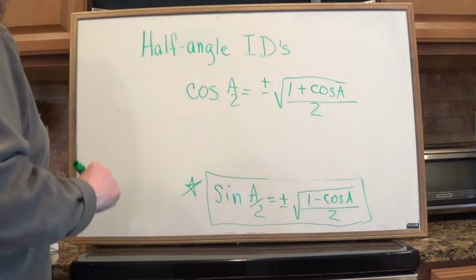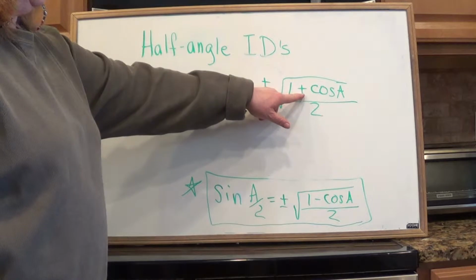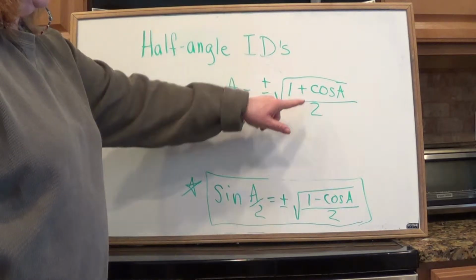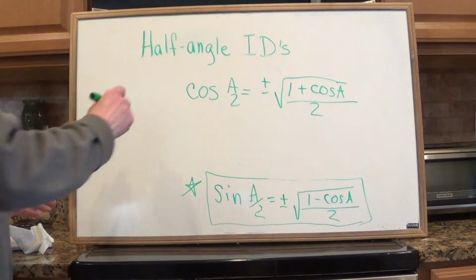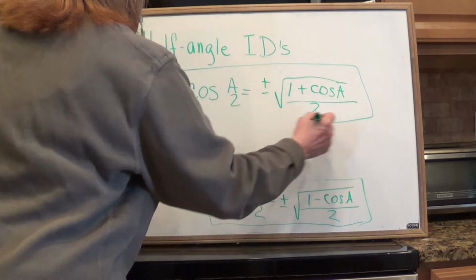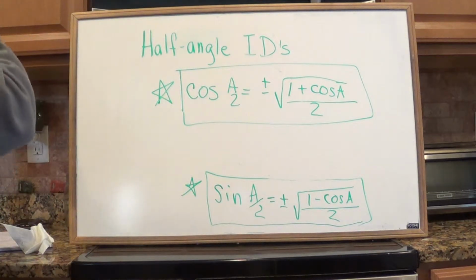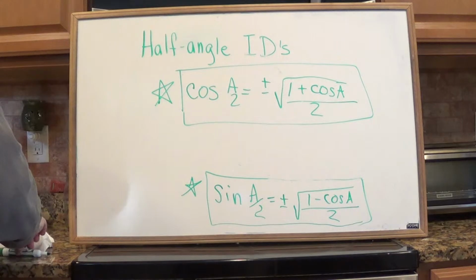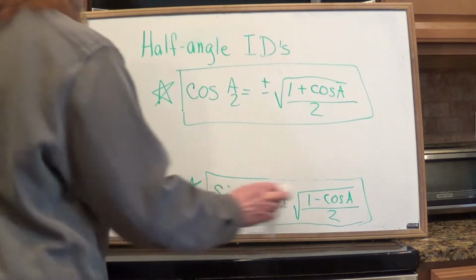So you can see it's very similar in that the only difference is the sign right here. This one is plus and this one is minus. So get that down in your trig ID pages and we'll see how to use these two. Alright? You can pause if you need more time, and I'm going to show you how to use them.